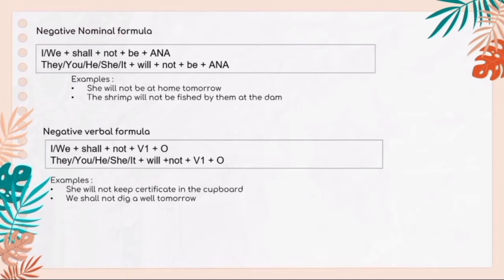Examples: she will not be at home tomorrow. The shrimp will not be fished by them at the dam. A negative verbal formula: I or we plus shall not plus verb 1 and object. They, you, he, she, it plus will not plus verb 1 and object. Examples: she will not keep the certificate in the cupboard. We shall not dig a well tomorrow.